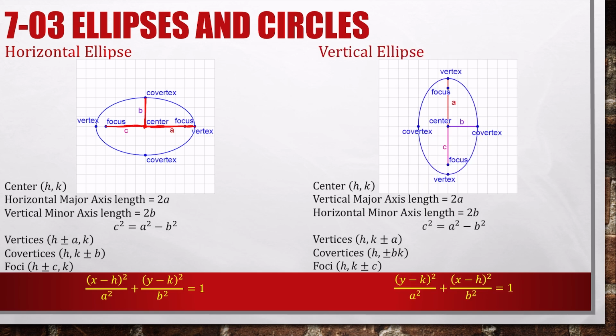If it's vertical, now the a is going up and down and the b is going sideways. So the vertices, covertices, and foci get switched around a little bit.